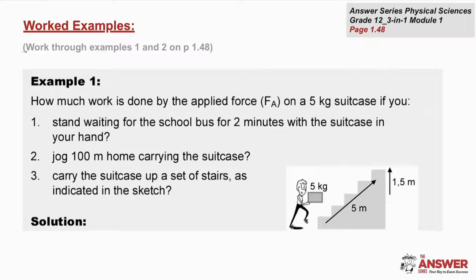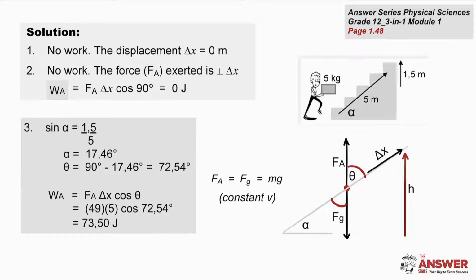In this first worked example, we can see that we've got a 5 kilogram suitcase being carried in 3 different situations. One's just standing waiting, the other one is being carried horizontally, and in the third one, up a flight of stairs. The force applied on that object is straight upwards, and we're going to work with the force in that direction. In that first situation, there's no displacement and therefore no work is done. In the second one, the applied force is perpendicular to delta x, and so the work done equals 0 because cos 90 is equal to 0.